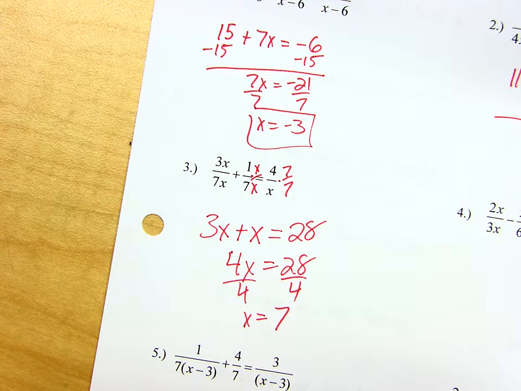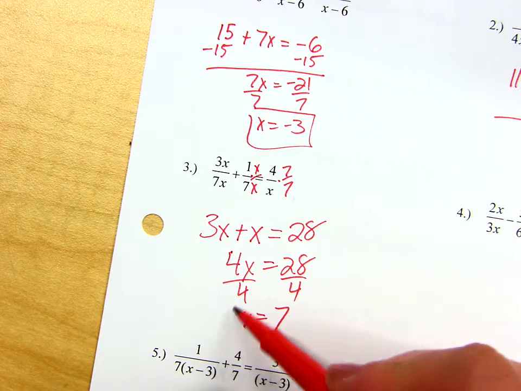If the answer is 7, does that create any of my denominators to turn into a 0? No, so it's fine.